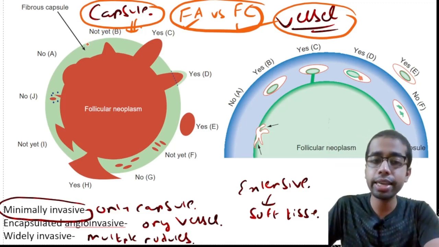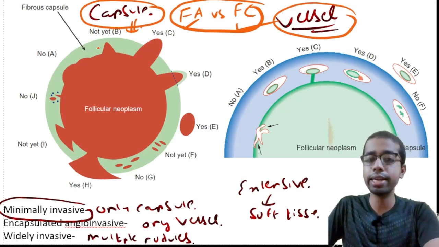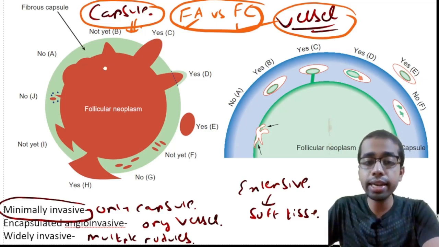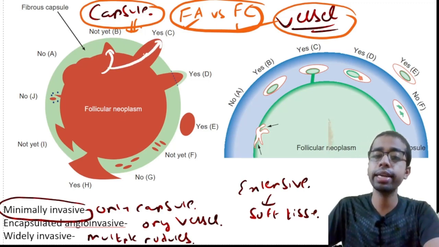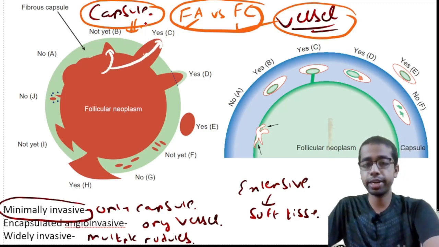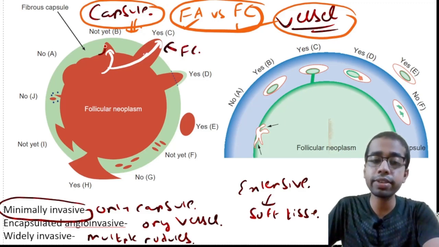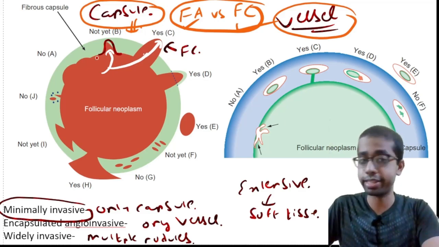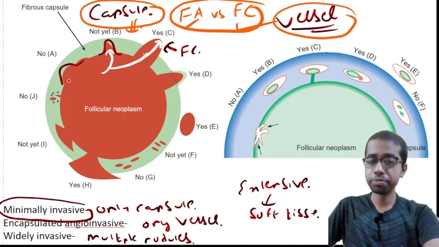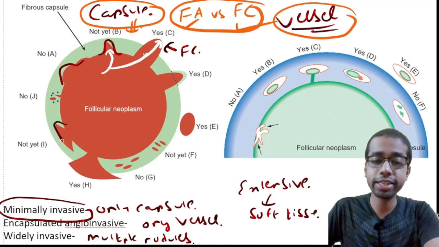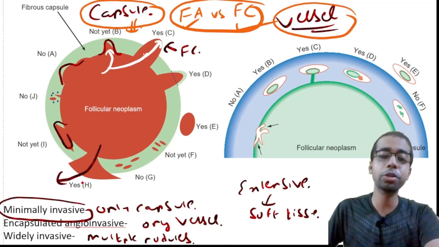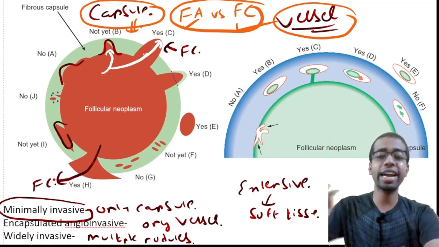So we'll begin. In one word I can say, unless and until there is an invasion through and through like this, it's not carcinoma. That's clear. So here, yes, this is follicular carcinoma. But here is the invasion through and through. Here it is protruding, but not yet. Here, not at all. Here, not yet. Here, yes, through and through. So it is follicular carcinoma. That is easy.